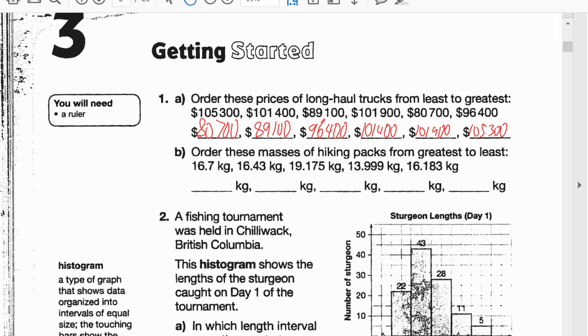Order these masses of hiking packs from greatest to least, so biggest first: 19.175. Then 16.7, then 16.43, then 16.183, then 13.999. So 7 is bigger than 4, which is bigger than 1. If you are confused, that's how it works.